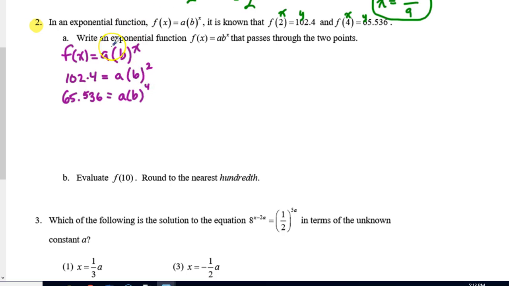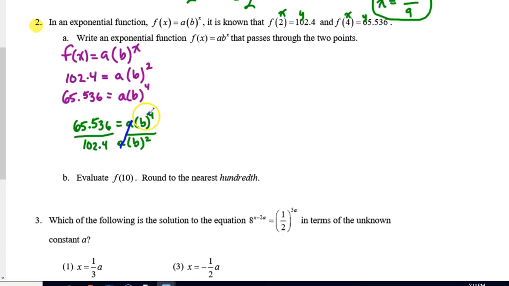Okay, with a situation like this, what I can do is divide one equation by the other. I'm going to divide in such a way that the a's divide out, and I would like the larger exponent to be in the numerator. What allows me to do that is both sides are equal here, right? That's what the equal sign says. So I can divide one side by 102.4, the other side by a times b squared, and I'm really dividing by the same thing. The a's divide out. So now at least I'm just dealing with one variable.